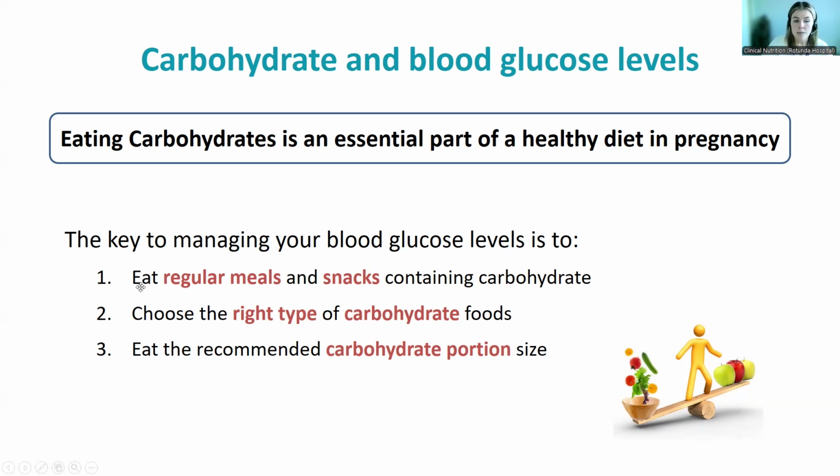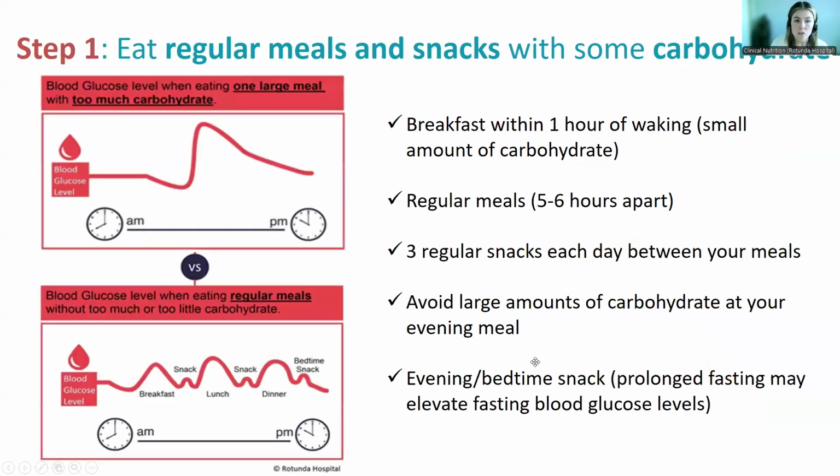So the first step will be eating regular meals and snacks that contain carbohydrates. Secondly, choosing the right type of carbohydrate foods. And thirdly, eating the recommended carbohydrate portion size. So a really important part of your plan with gestational diabetes is eating regular meals and snacks with some carbohydrates.